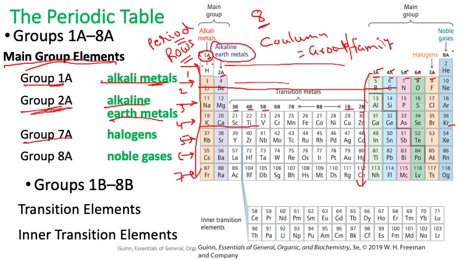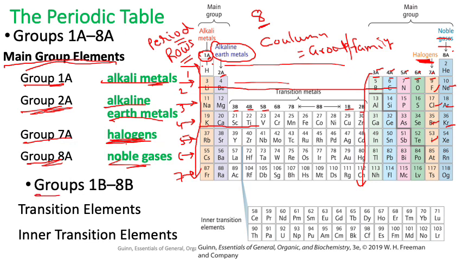Then we have group 7. If you go all the way to the 7th group in the main group elements, we name this group, or family, halogens. If I ask you to name any element from the halogen family, I can say fluorine, chlorine, bromine, iodine, right? Any element in that group. The last group, group 8A, has a special name called noble gas elements. If I ask you to name any noble gas element, it can be neon, argon, krypton, anything in this group, right? So these are called main group elements, with a different name for each particular group.